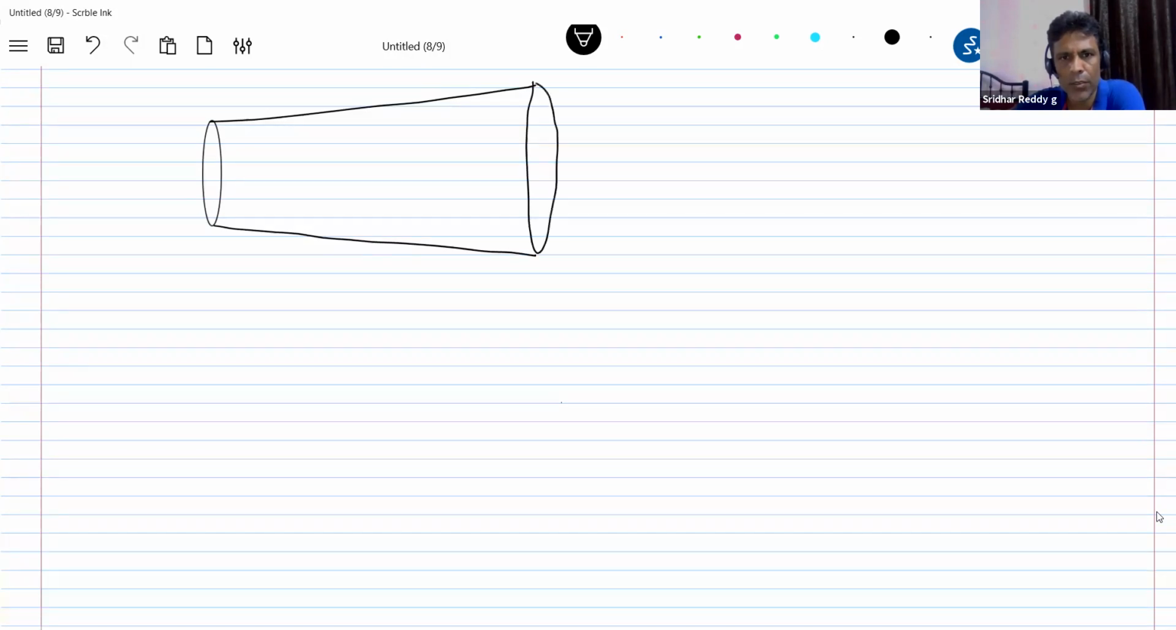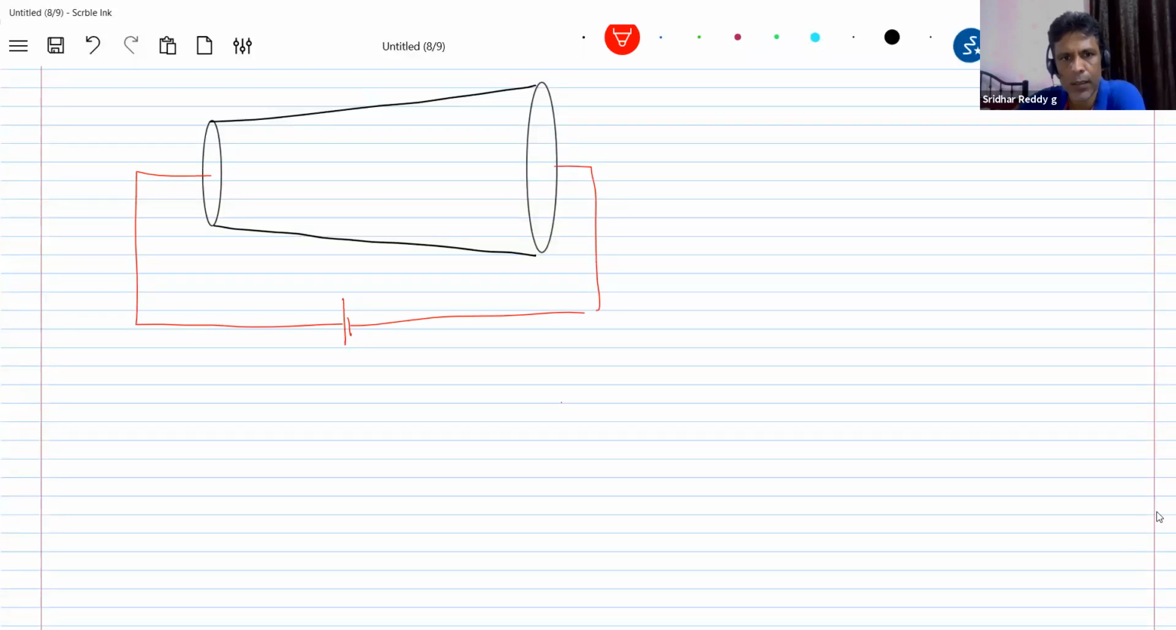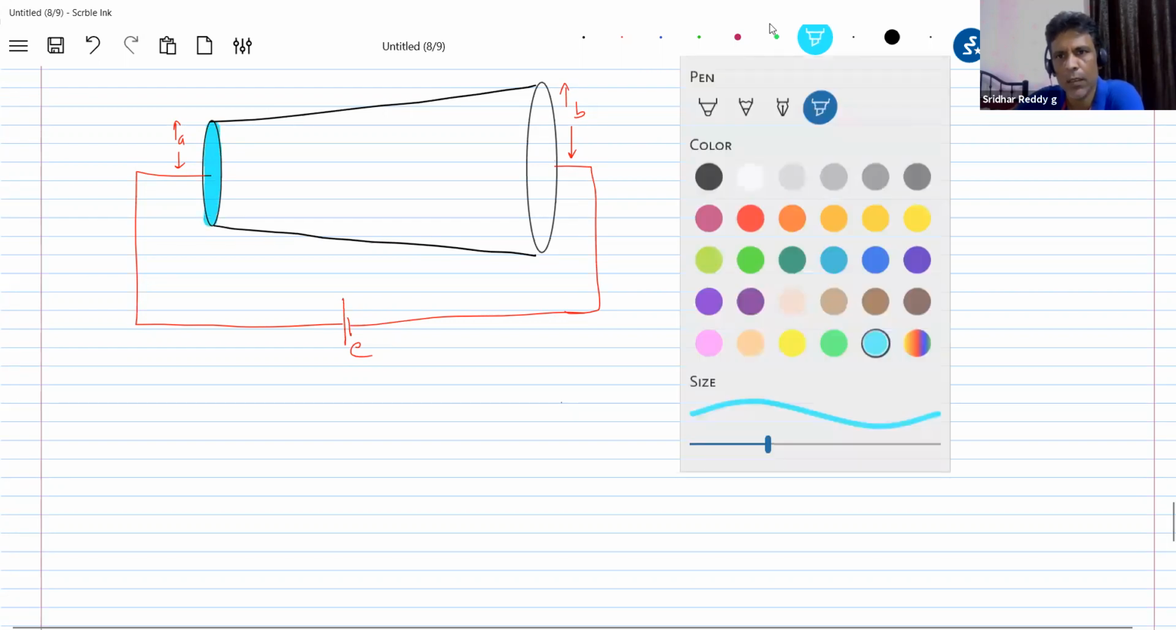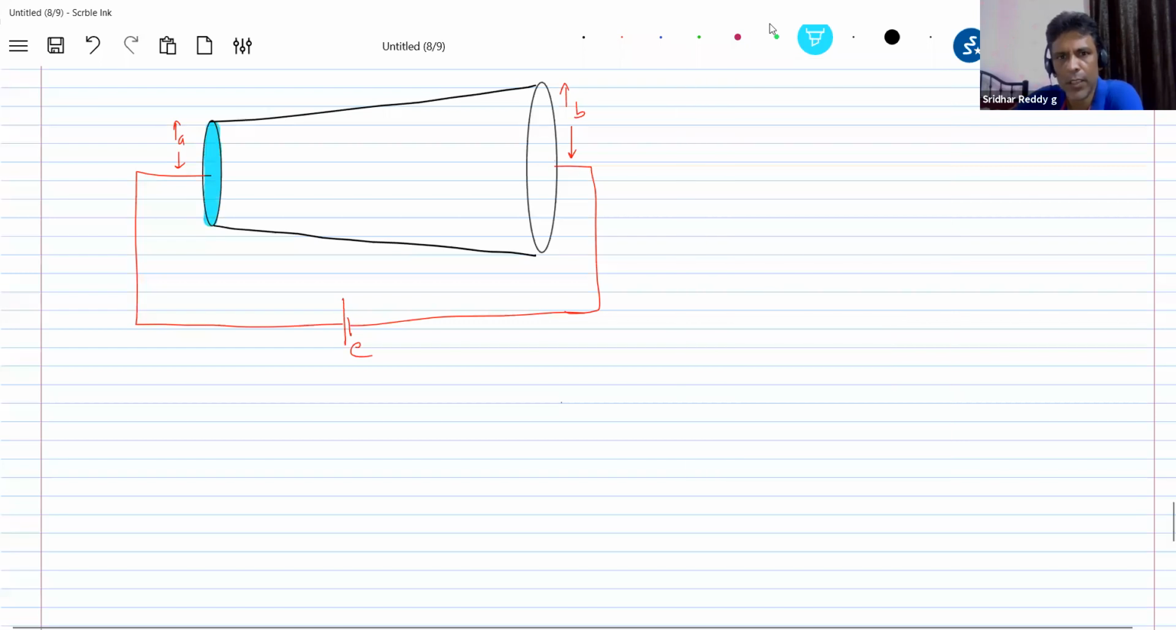Different shape conductors. Suppose I have here a tapered rod. Let me just introduce this thing. I'll connect this across a cell. Let the radius of this end be a, and the radius of this end be b. We have to find out the expression for current through it.